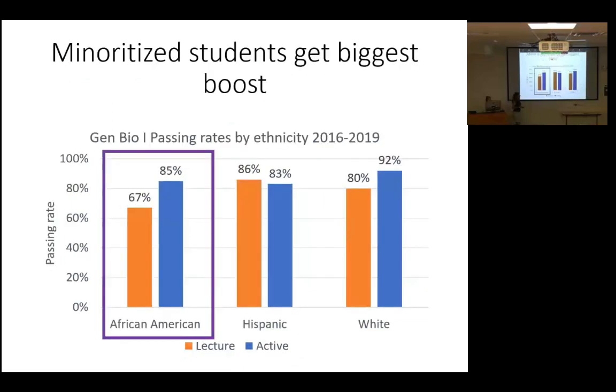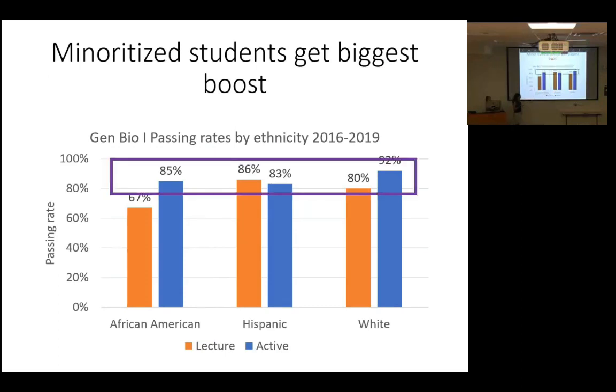And then looking at what are the students that benefit in terms of the ethnicity of the students, it is our Black students that have the largest increase in passing rates when they take the active section than when they take the lecture section. So it's a 19-point increase in passing rates. So much that at that point, there is no difference in the passing rates between the student ethnicities.